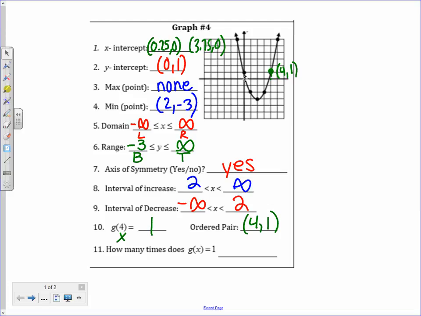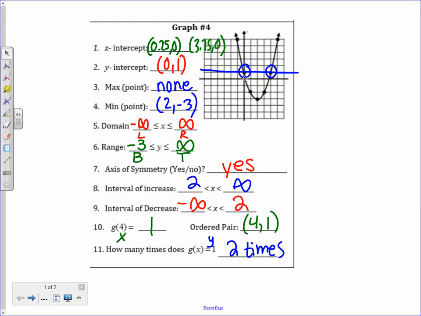Now the last question says, how many times does the function g of x equal 1? Well, 1 is a y value. So I go to where y equals 1 right here, and it appears to cross once and twice, so 2 times. So that's graph number 4. That's similar to what we did in our notes.